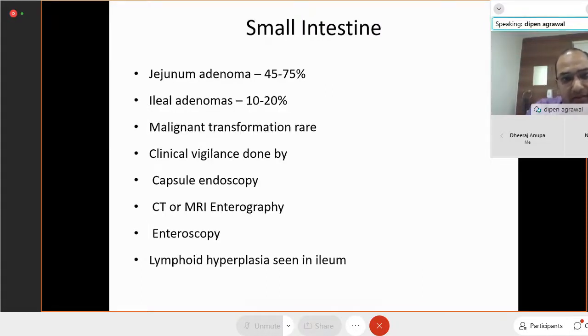For small intestinal lesions, jejunal adenomas can be seen in 45 to 75% of patients. Ileal adenomas can be seen in 10 to 20% of patients. However, malignant transformation is very rarely seen. Surveillance is done by capsule endoscopy, CT or MR enterography, or enteroscopy.